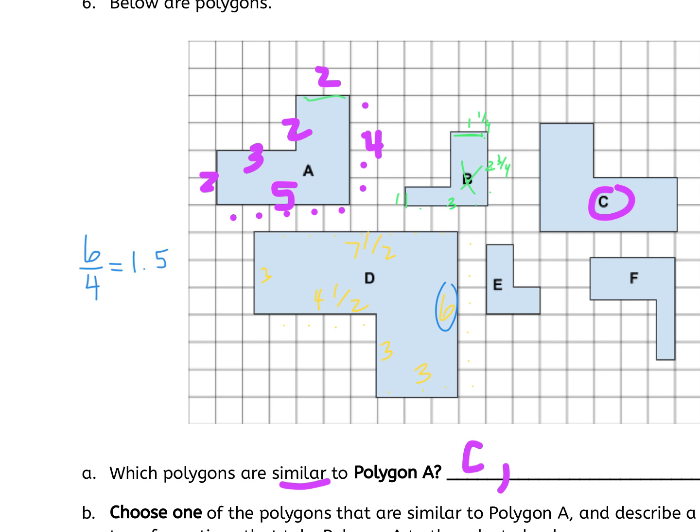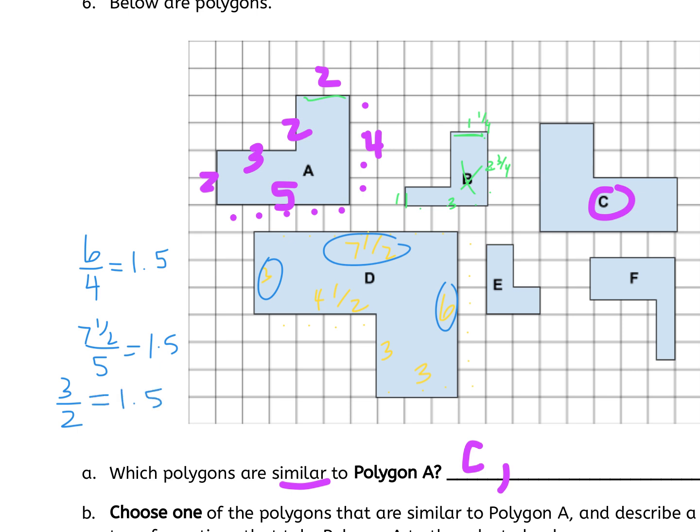So now let's do this long side. 7.5 compared to the 5. So 7.5 divided by 5. I'm going to grab my calculator and do 7.5 divided by 5. And that is 1.5. All right, how about we compare this 3, which matches up with 2. So 3 divided by 2, is that 1.5? Yes, it is.